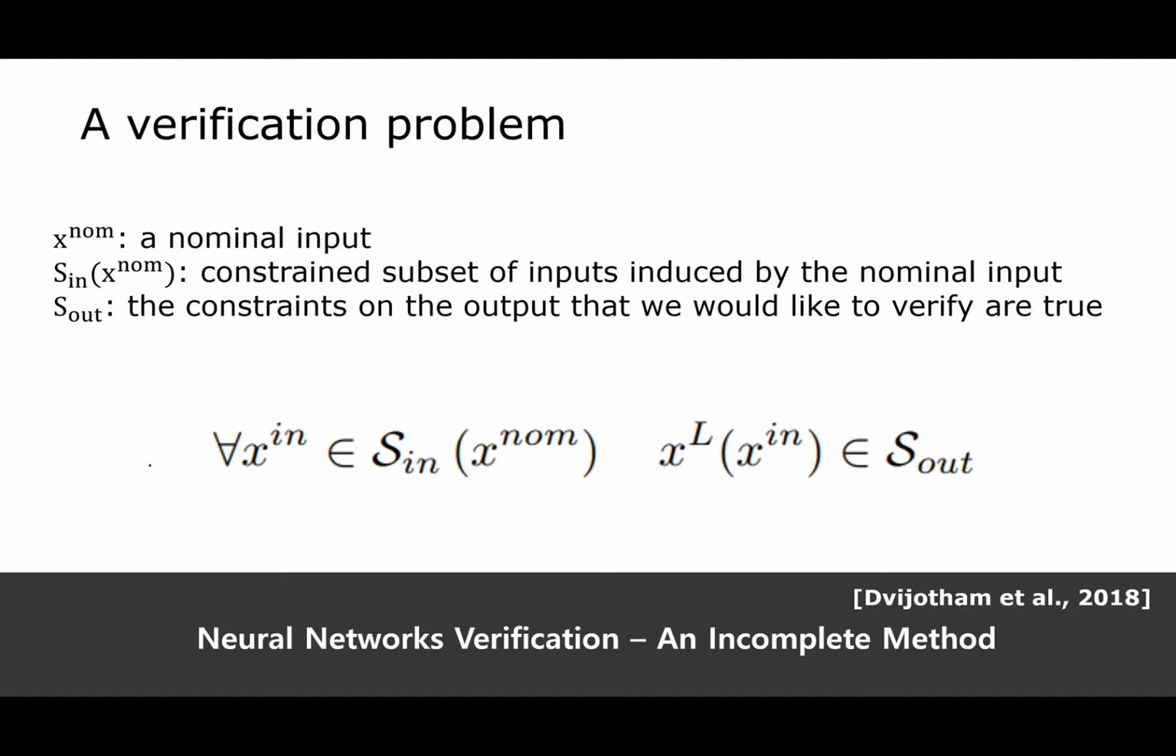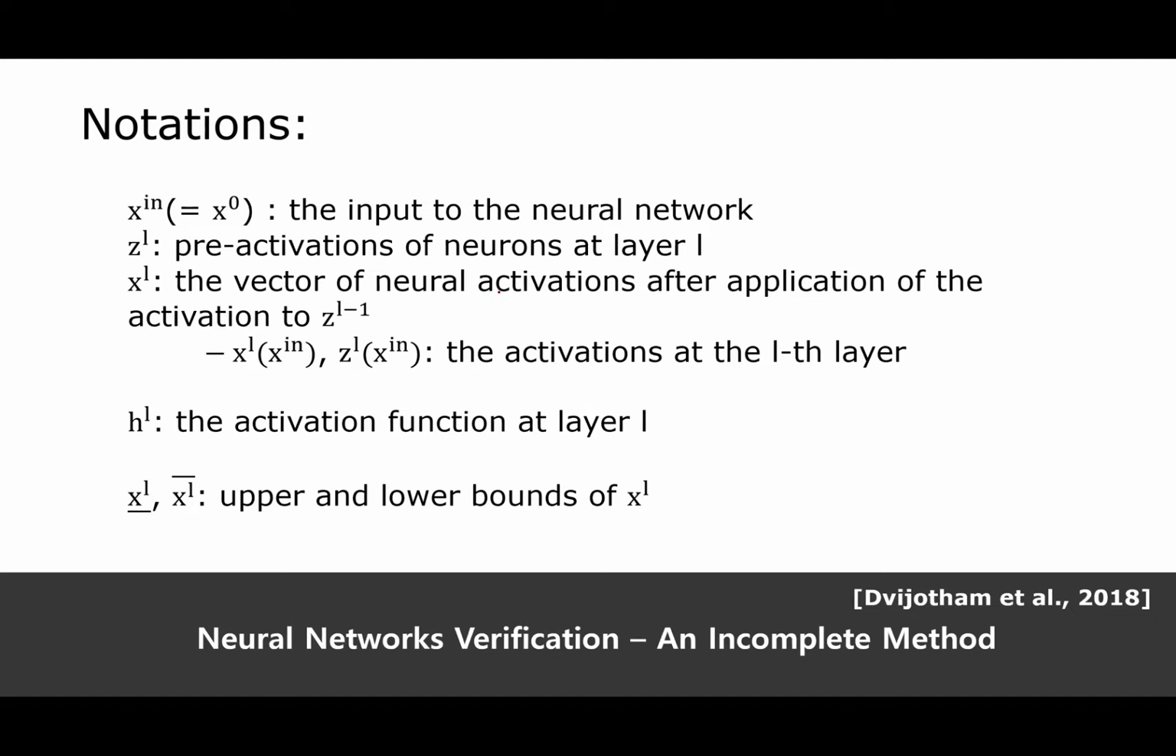So we can turn this into the verification problem. We have a nominal input x, and the input is constrained to a subset, as we see here. And the output is constrained to the set that we wish to verify. So for x in this region, we wish to check whether the output stays in the specified set. Oh yes, x_L is a vector of neural activations. I didn't say this one: it is the activation at layer L, right? Activation at layer L.